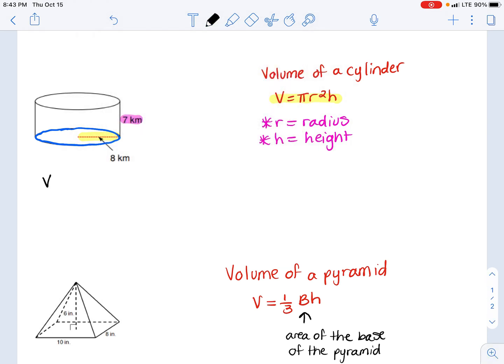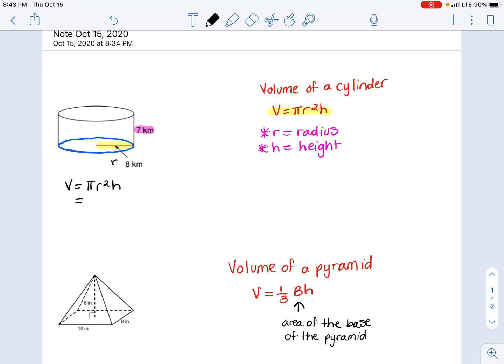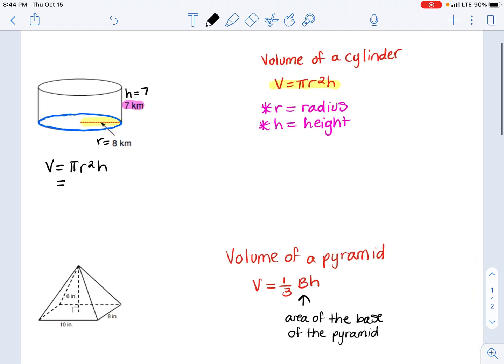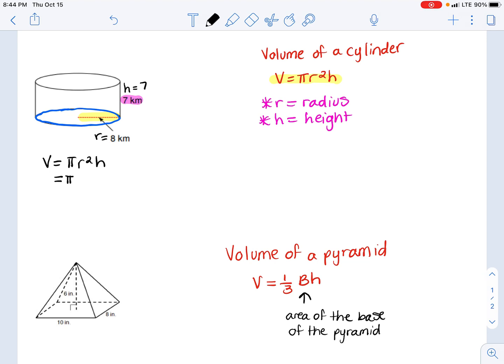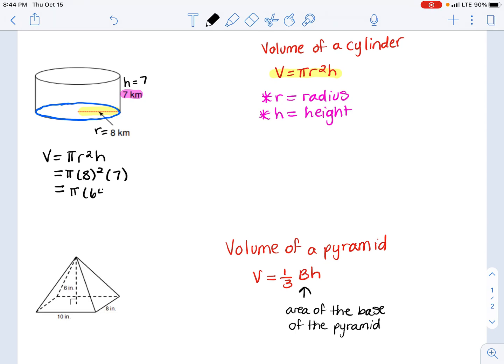So here I have that V is equal to pi r squared h. Plugging in, I know that my r is 8, and my 7 is my h. Instead of writing r squared, I'm going to plug in 8, so I have 8 squared, and instead of h, I'm going to write 7. Simplifying, I square the 8 and get pi times 64 times 7, because 8 squared is 64. Then 64 times 7 in my calculator is 448, so we would say this is 448 pi.